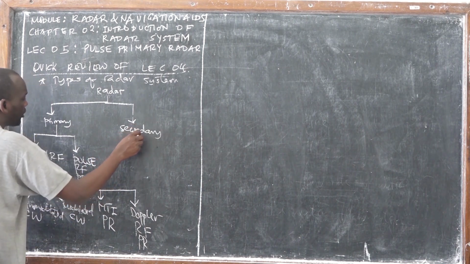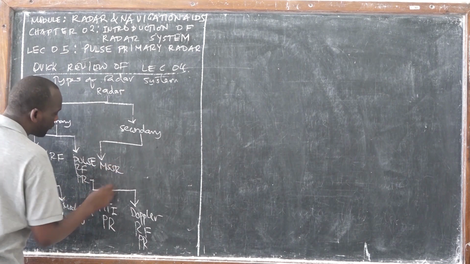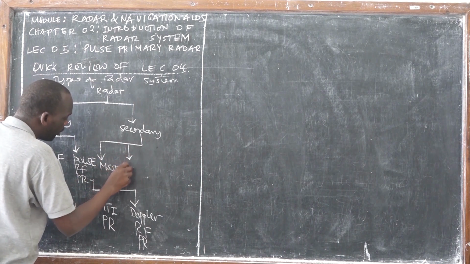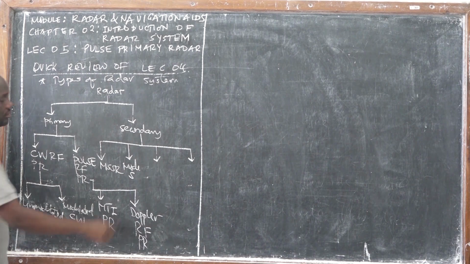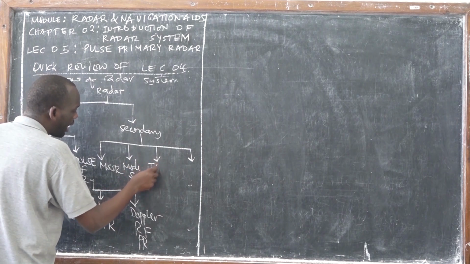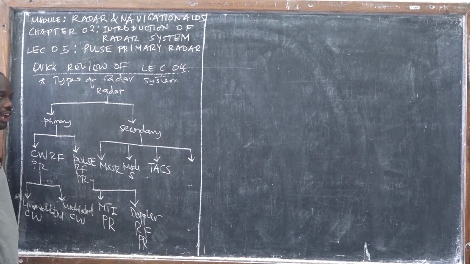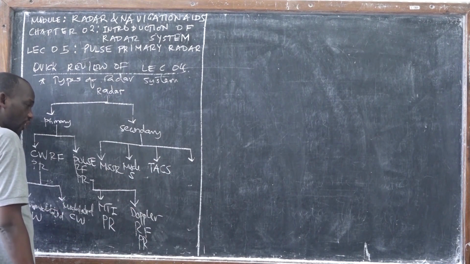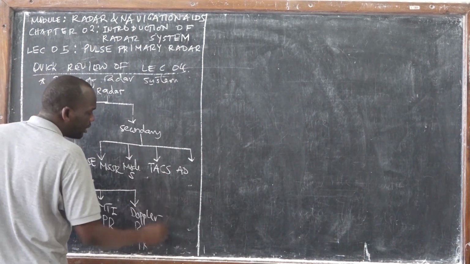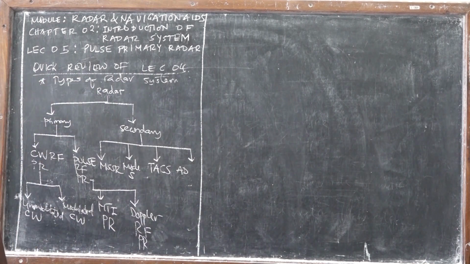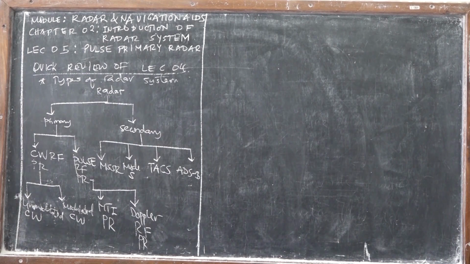Then we said we have how many types of secondary radars? Four. The first one is monopulse secondary surveillance radar. The second one is Mode S. The third one is the traffic alert and collision avoidance system, TCAS. And the fourth one is automatic dependent surveillance broadcast. So these are the types of the radar system. How many types of radar system do you have?